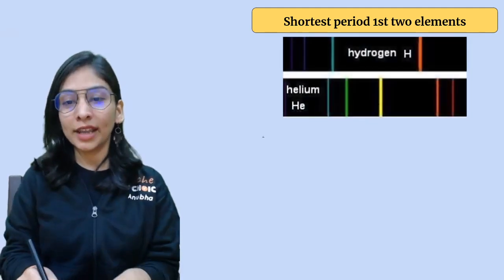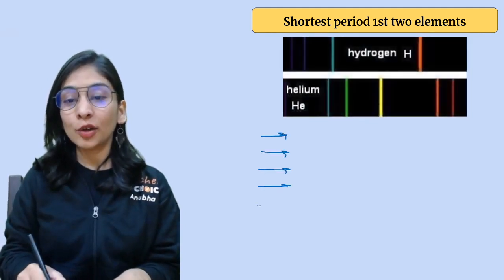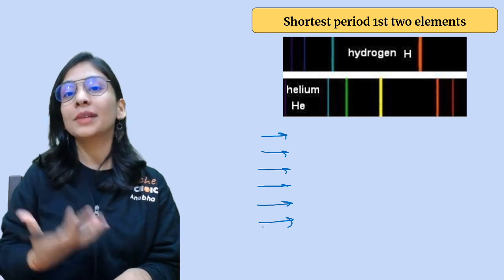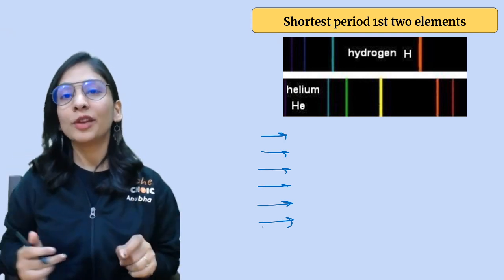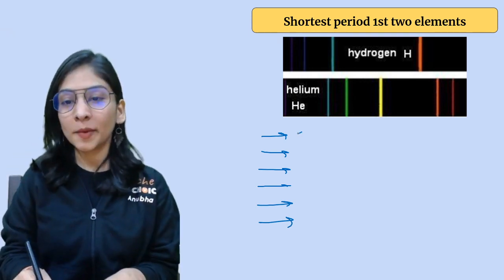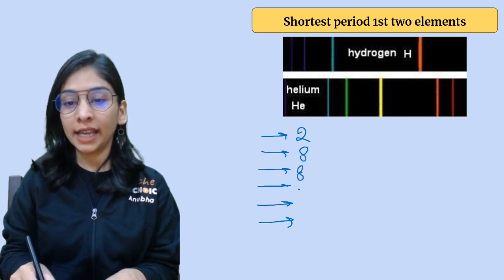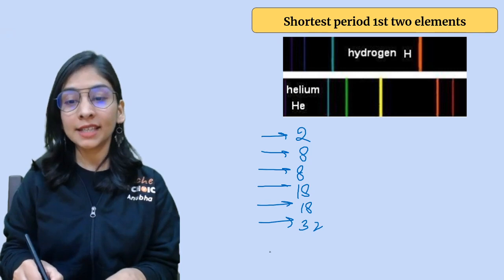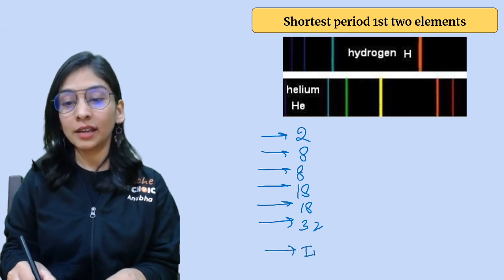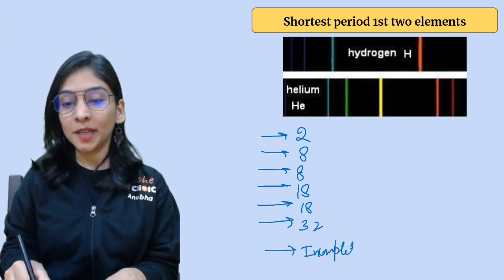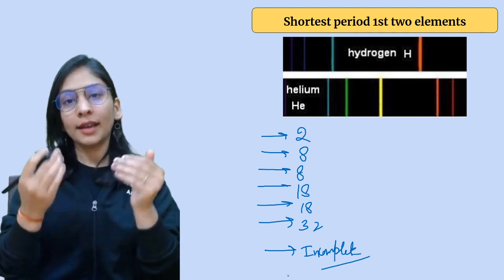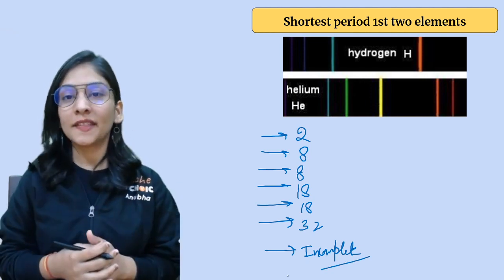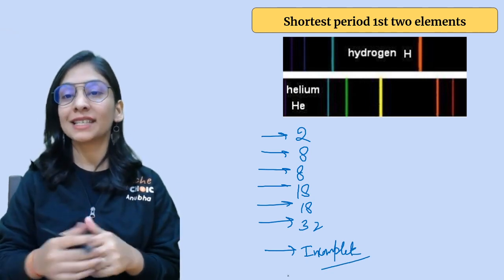Just remember this trend. When we talk about all the horizontal rows where all the elements are written, we should know which period is going to have how many elements. So remember this: 2, 8, 8, 18, 18, 32, and the 7th period is still incomplete. So please remember, this is very easy. 2, 8, 8, 18, 18, 32, these are the number of elements that every period is having.